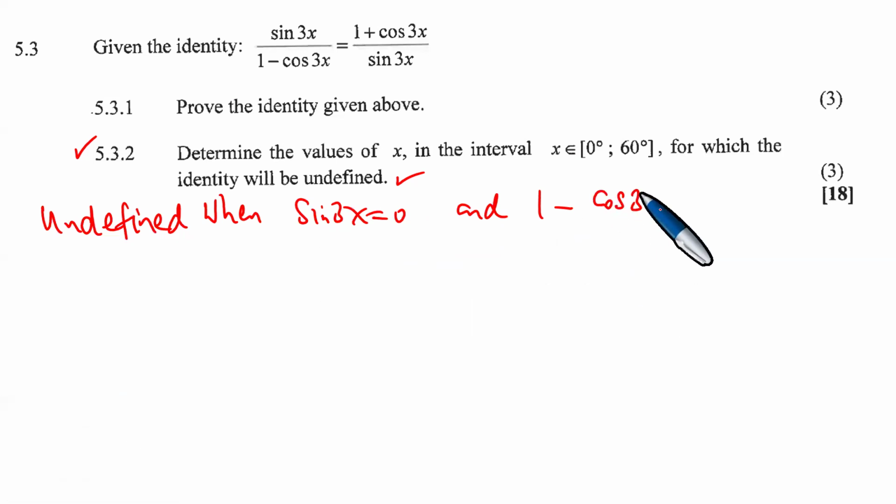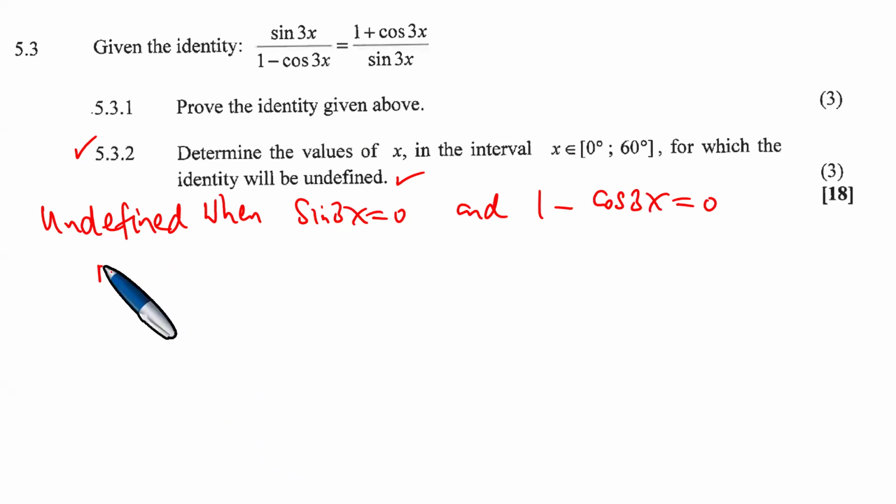We'll consider both. So it is undefined when sine 3x equals 0 and 1 minus cosine 3x equals 0. We take both sides, we consider everything, entirely everything. And then what do we do now? Zero divided by 3. Yeah, we can do that. So sine of 3x is 0.